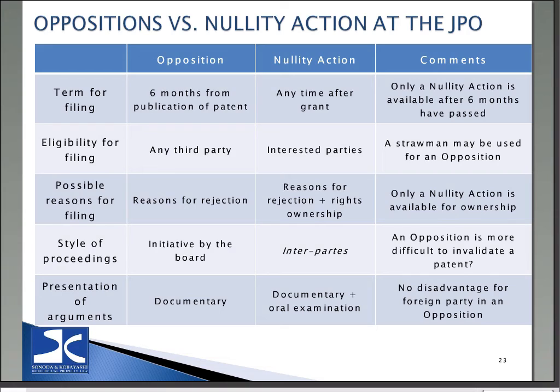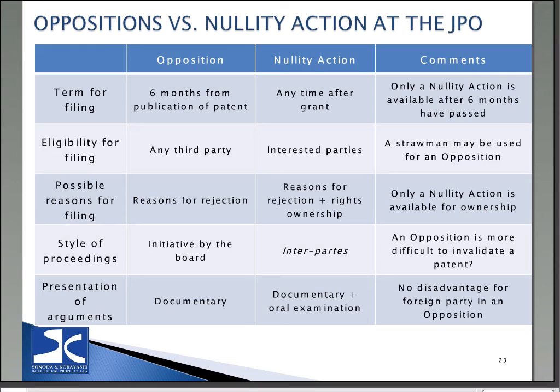So this works in an unfavorable way for non-Japanese entities, I'm afraid. And the second difference is eligibility for filing. The opposition can be filed by any third party, and for filing a nullity action, you need legal interest. Therefore, as I explained already, you can use a straw man for opposition, but you must disclose your name for a nullity action. And the reasons for filing are almost the same, but nullity action has one more reason, which is the right of ownership.